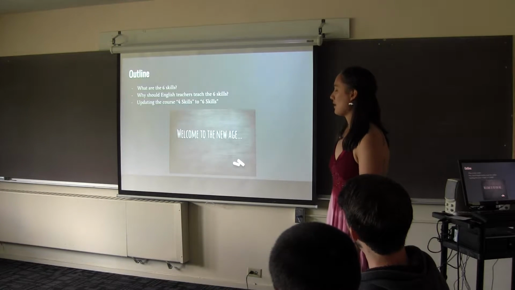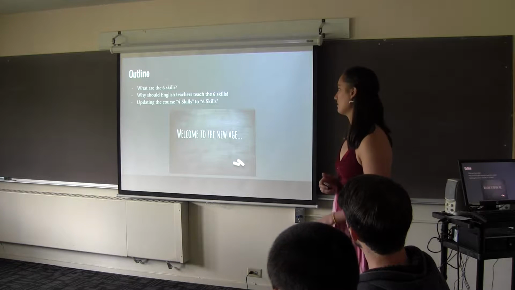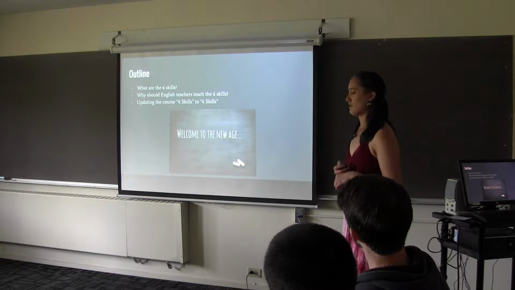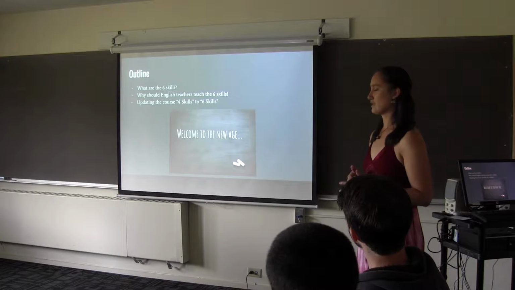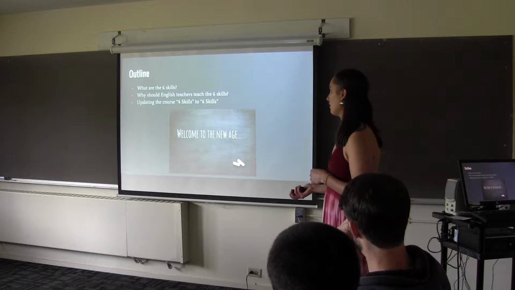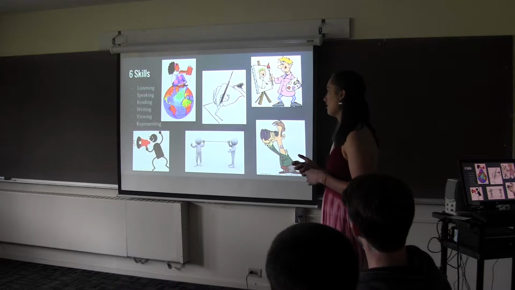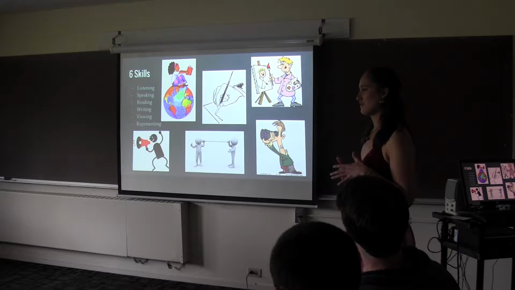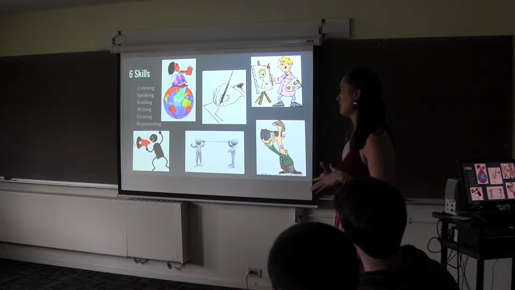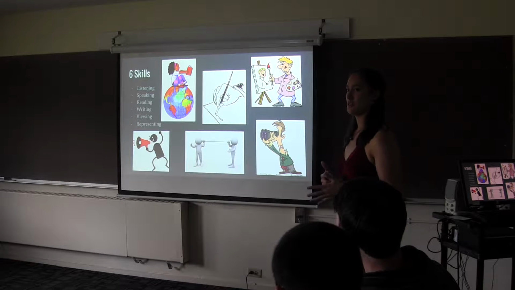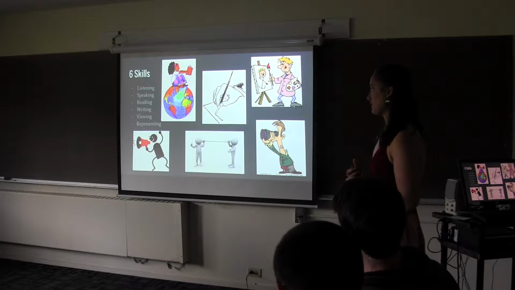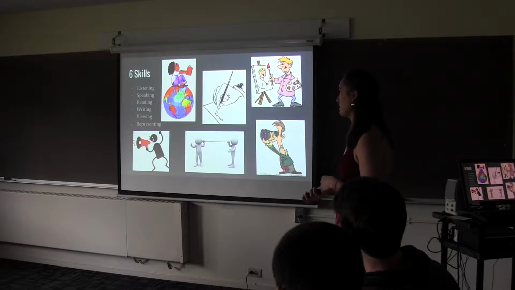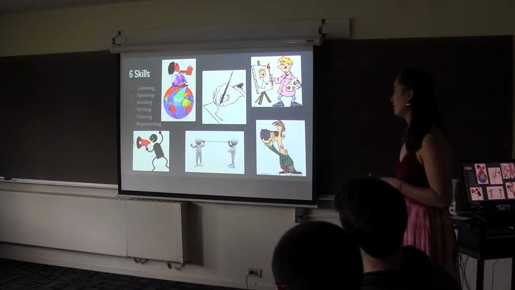So today we'll be talking about what the 6 skills are, why English teachers should teach the 6 skills, and then I'll go into updating the course from the 4 skills to 6 skills. The 6 skills, as I've talked about a little bit already, are listening and speaking, reading and writing, viewing and representing. And we have 3 receptive skills, listening, reading, and viewing, and 3 productive skills, speaking, writing, and representing.